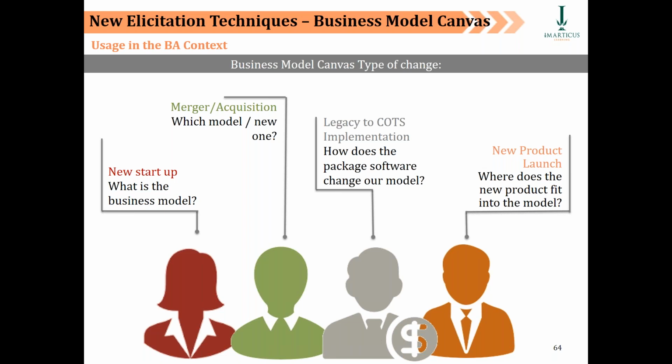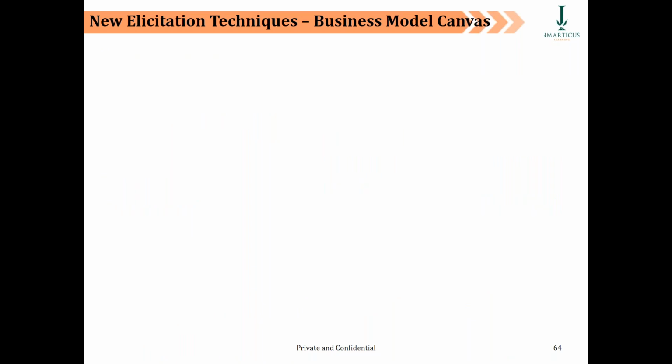So business model canvas is useful if there is a typical business scenario of merger acquisition, or a business scenario for moving from legacy application to COTS implementation, which is very customized applications. Okay, so how does the package software change your business model? All that is easily discussed, and the requirements are found out if you are using business model canvas, thanks to the 9 basic building blocks of the same. So for example, legacy to COTS implementation. Yeah, let's go back to our business model.